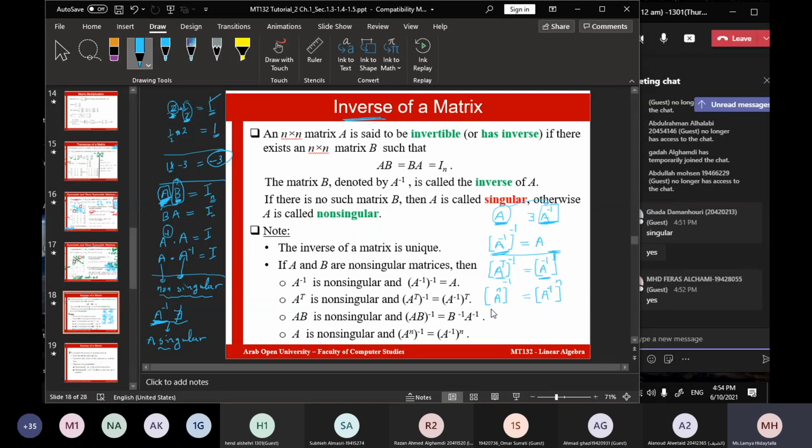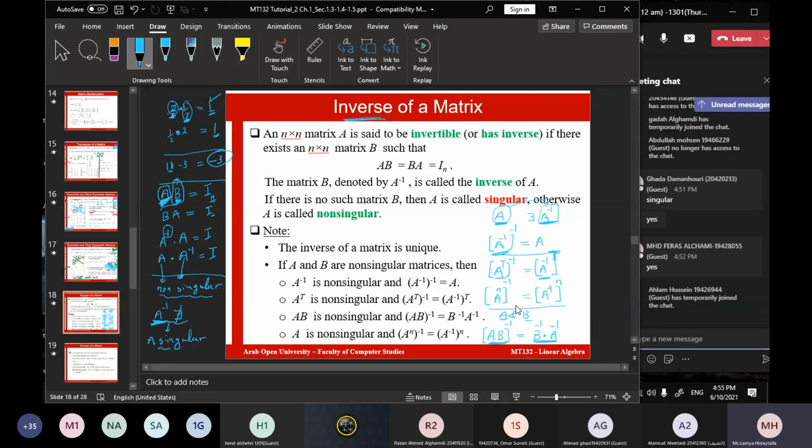Moreover, now, if we have both A and B, and both of them have an inverse, meaning A inverse and B inverse exist, so we can find the inverse of them. If this is the case, both are non-singular, then the matrix AB will also be non-singular. And in this case, the inverse of this matrix is the same as the multiplication of the inverse of B times the inverse of A. Don't forget the flipping here.